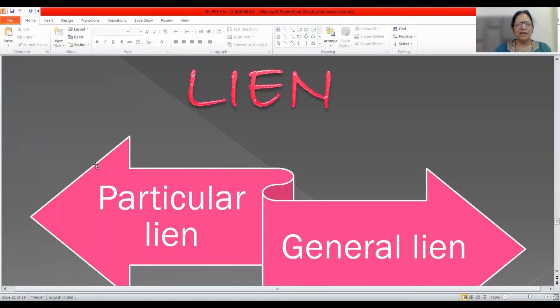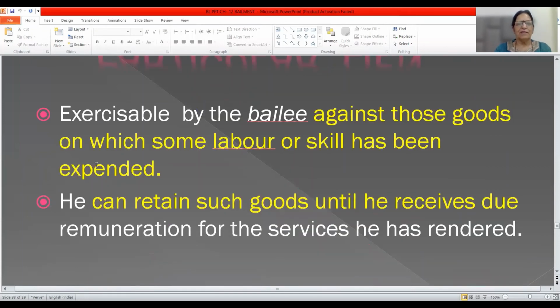One is the particular lien and second is the general lien. Now, this lien is exercisable by the bailee against those goods on which some labor or skill has been exercised or expended. So we are talking about particular lien. When we talk about dry clean cloths, when we talk about stitched cloths, he can retain such goods until he receives the due remuneration for the services he has rendered.